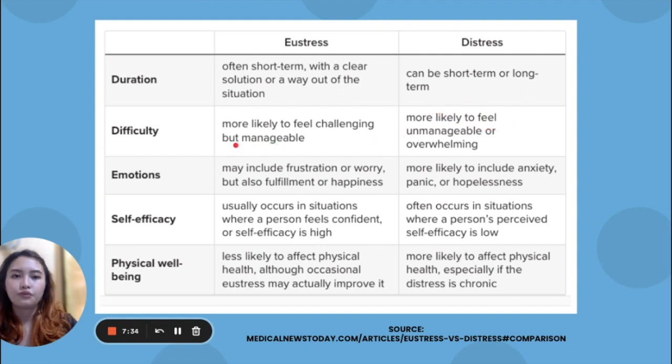More likely to feel overwhelmed rather than it being manageable. So if you're presented with a difficult task, you are easily overwhelmed, and you cannot readily highlight or craft plans and strategies to counter it, or how you go about this type of problem. Next, your emotions: more likely anxiety-induced, so you easily become anxious, easily panic, and there is a sense of hopelessness.